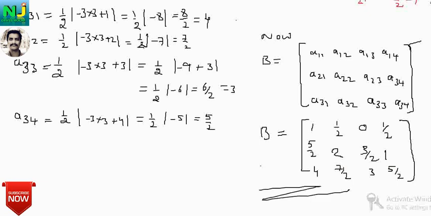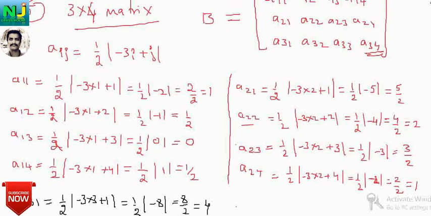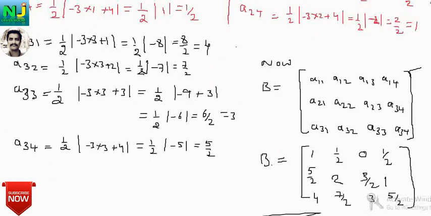So, by using the formula, Aij is equal to 1 by 2 modulus of minus 3i plus j, you see the answer. So this is the answer.